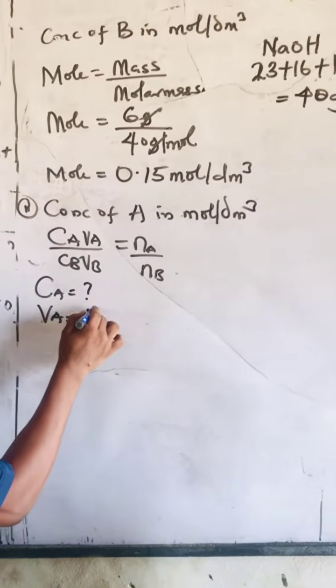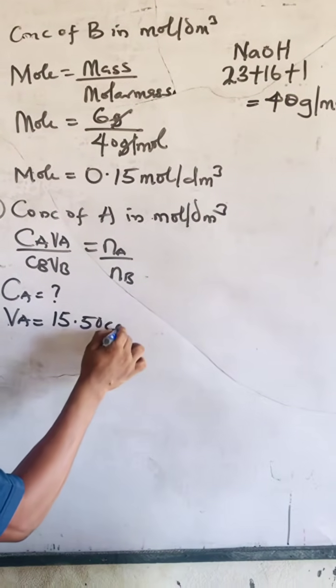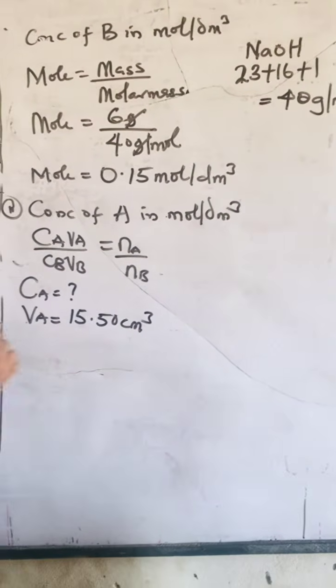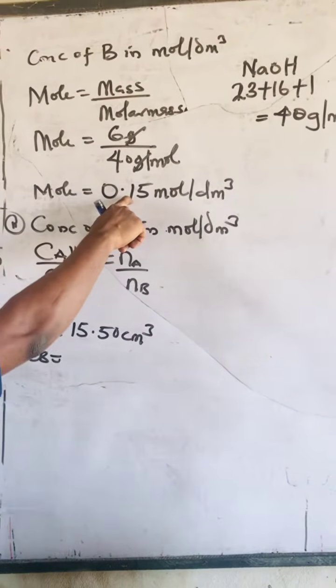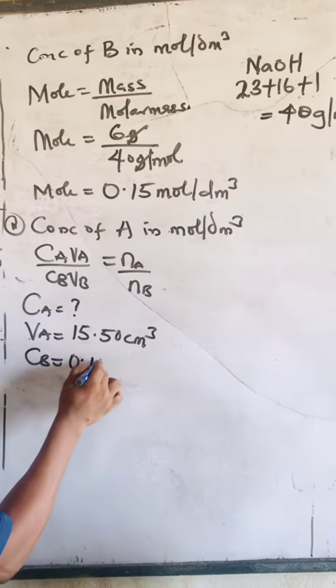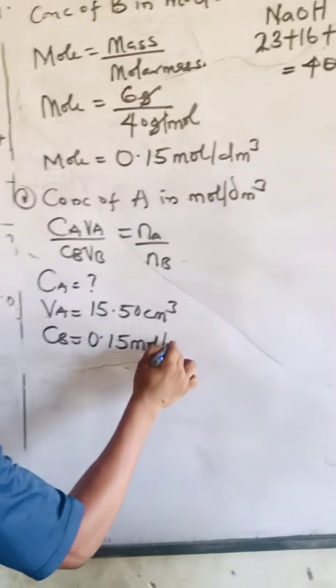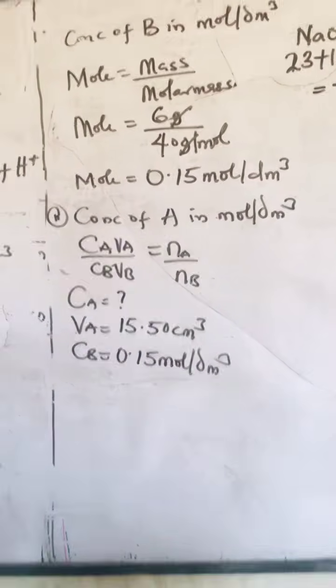So we have 15.50 centimeter cube. Very interesting. We have the concentration of base, that's what we have gotten already, 0.15 mole per dm cube. You can see that. Very easy.